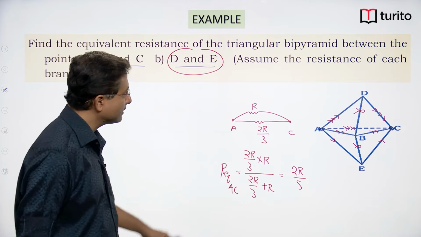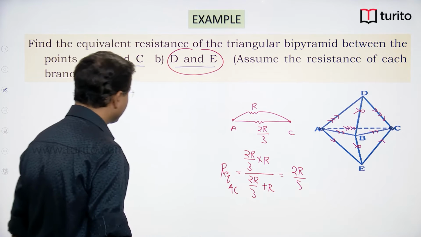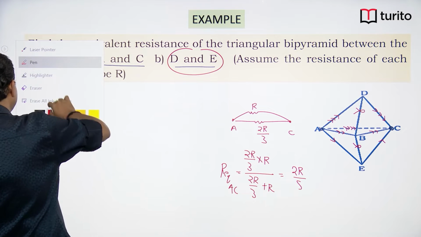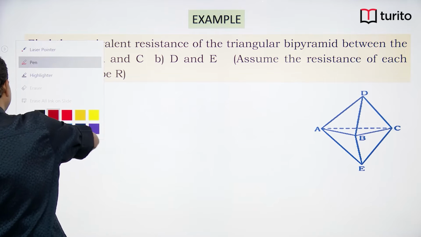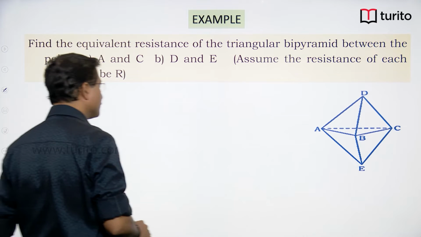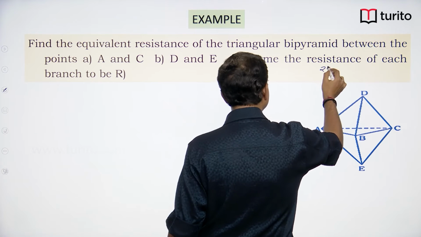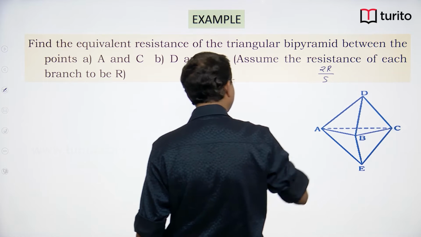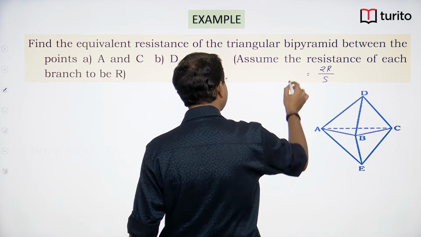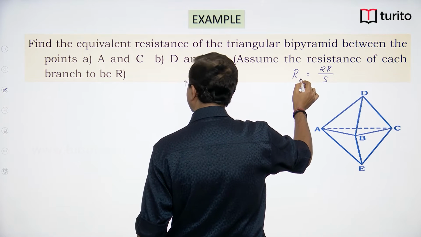Now the second one, DE. So I will write it over here first. Let us clear all. So we got 2R by 5, I feel, right. This is R AC.